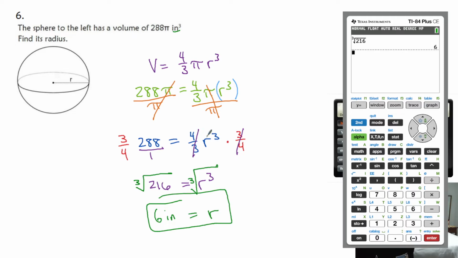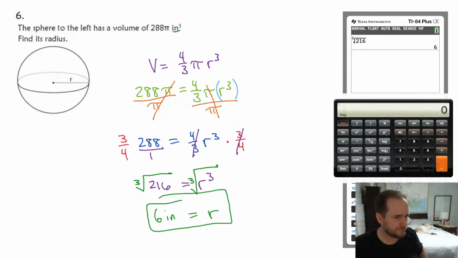Alright, just the one left. Let's turn these calculators off. Why'd that not work? Didn't drag it down far enough.